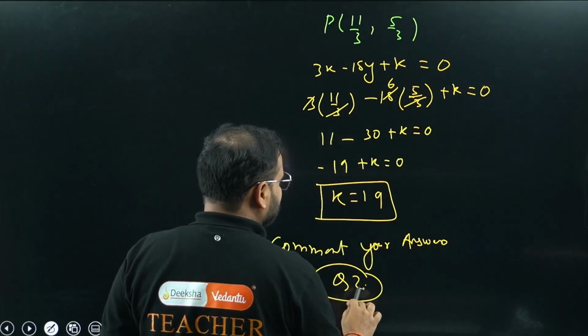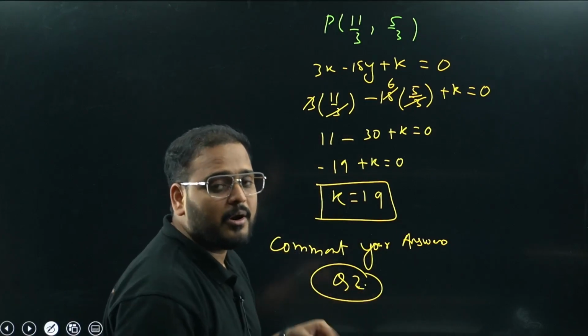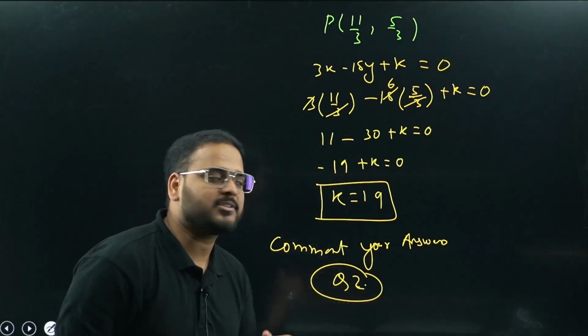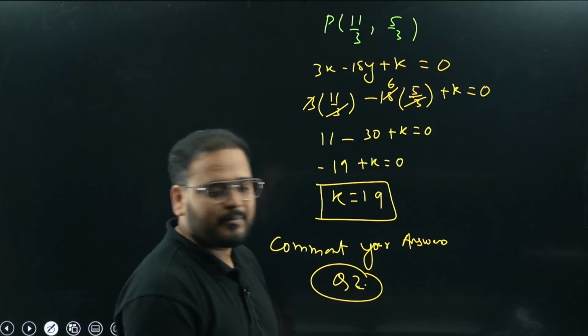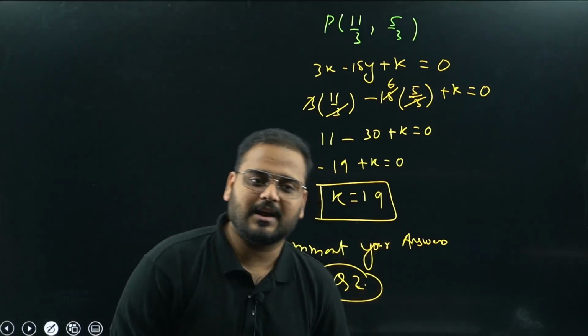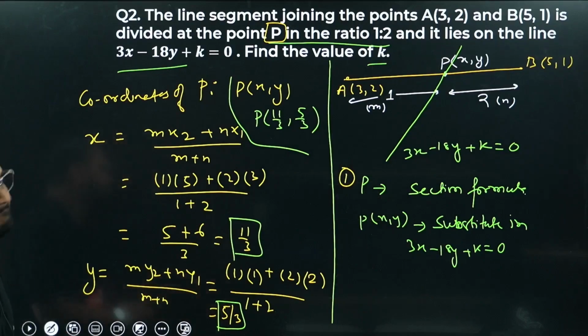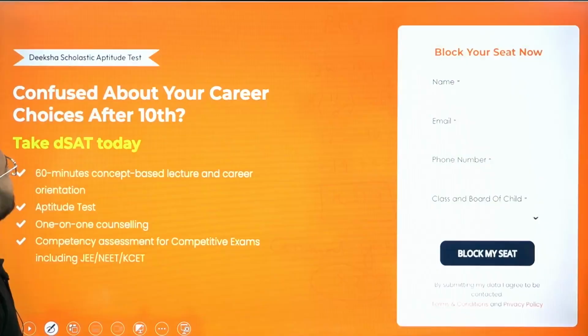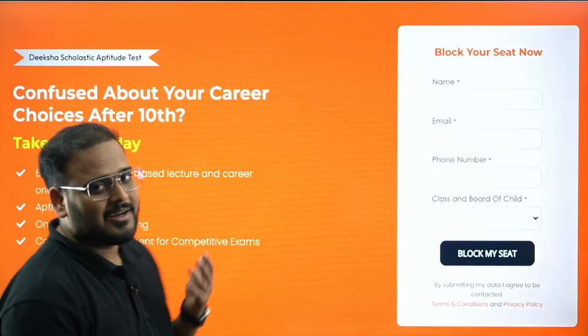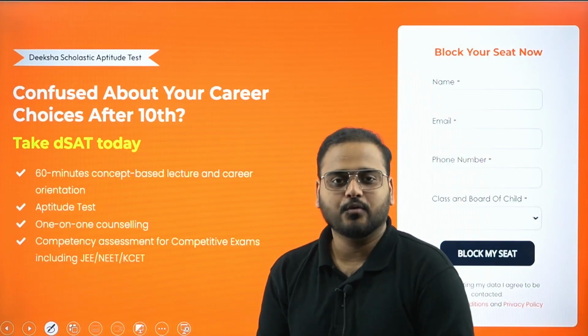For question number 2, I might have made some mistake in the calculation. I have not tried again, but if I have missed something, let me know in the comment section. I will cross verify that. But for now, the answer is K equals 19. Have a look. From the beginning, no problem here. Yes. Done.